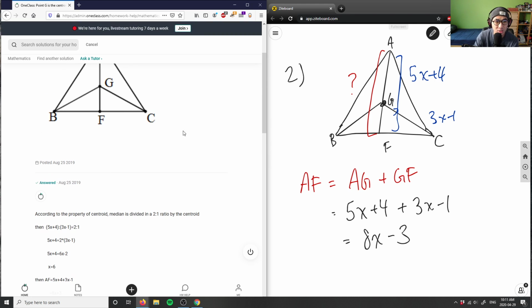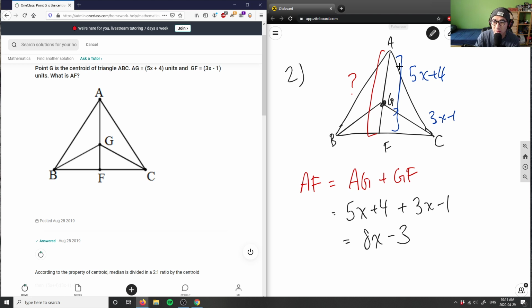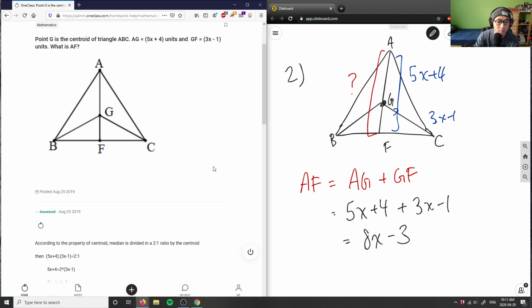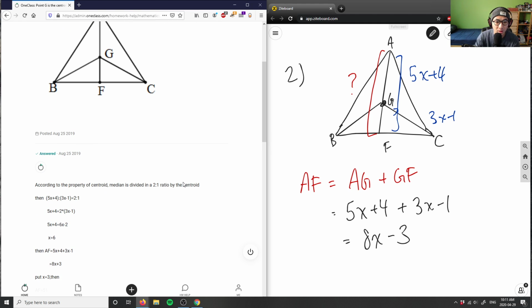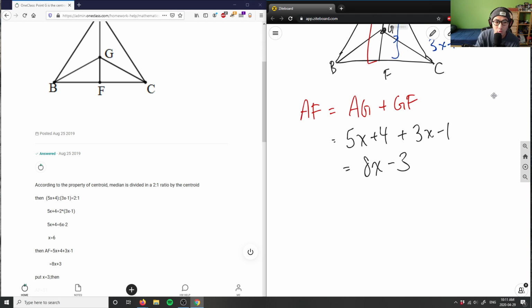So when we're talking about the centroid of the triangle here, we realize that 5x plus 4 and 3x minus 1 here, again, it's a 2 to 1 property. So what that means is that this length here is double the length. It has a 2 to 1 ratio, so it has double the length here. So basically what they're doing is they're setting up a proportion. So let me just walk you through the math here.